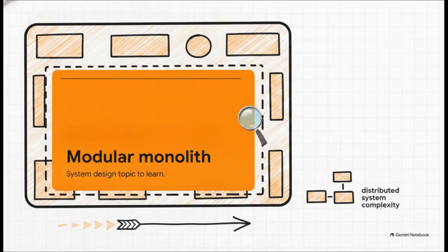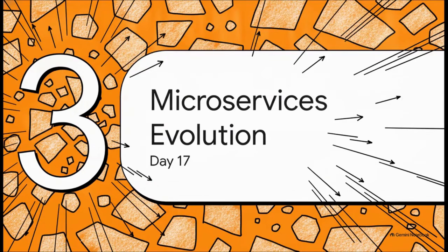But here's the catch. While the code might look super neat and organized on your screen, under the hood, it's ultimately still compiled and deployed as one giant unit. It gives you the illusion of separation. Still, it acts as a really vital stepping stone before you take on the absolute immense network complexity of a truly distributed system. Which brings us to Section 3, the microservices evolution.